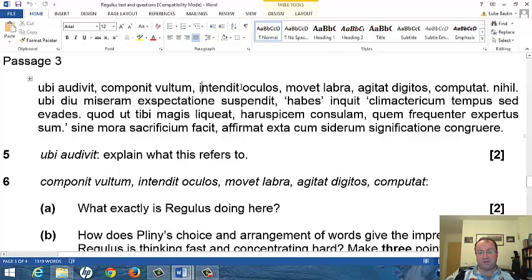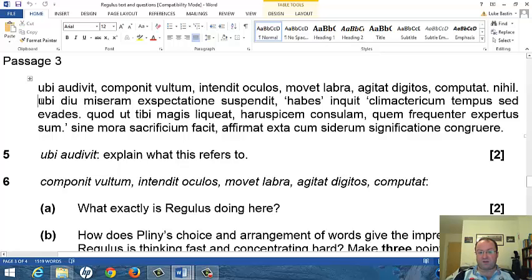He focuses his eyes. He moves his lips. He agitat digitos. So he fiddles his fingers. He wiggles his fingers around. Okay, as if he's trying to kind of... I don't know if you can see this on the video, but when people add, they go from 1, 2, 3, 4, 5. That's what it means. He agitat digitos. So he does that with his fingers, and he computat. He does mathematical sums. He computes. Okay. Nihil, nothing.